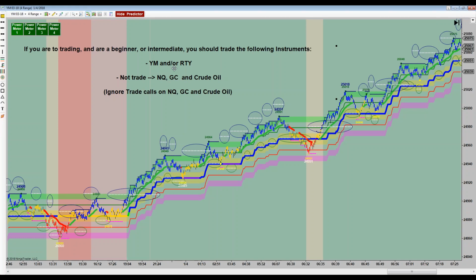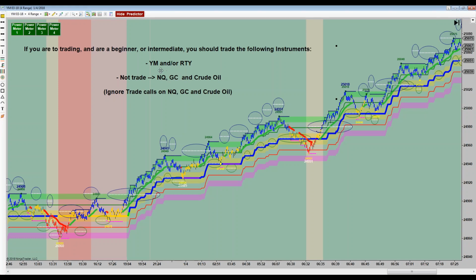Okay, any questions on this? Everybody needed to hear this. Please heed my words. If you leave here tonight and you don't remember anything I say for the next 45 minutes, please remember this. YM and or RTY, 2 charts only. You ignore the other charts. You don't even look at them. You don't become distracted by them.